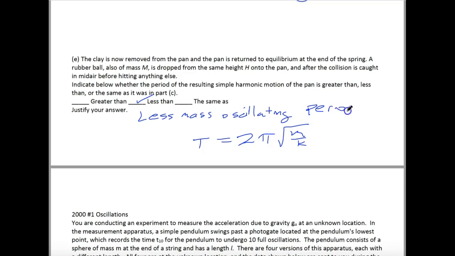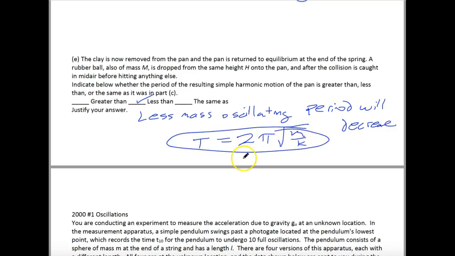Period will decrease is what you need to write. The equation here, you don't have to, it's really not needed. And that is the end of the problem.